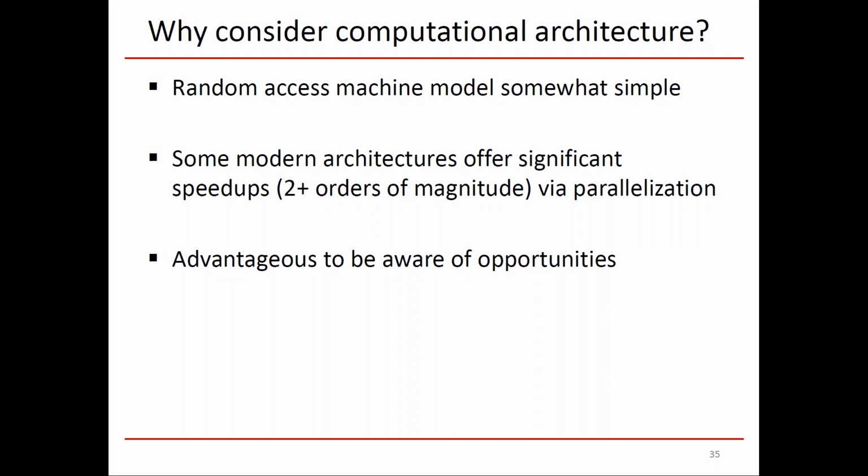So the random access machine is simple, but modern computational architectures offer very significant speedups if you start paying attention to the details. And one direction for speedup is using parallelization. And as we'll see in graphics units, you often have nowadays thousands of cores. So there's a significant potential for speedup, but we need to appreciate some of these opportunities, and it's advantageous to be aware of them.